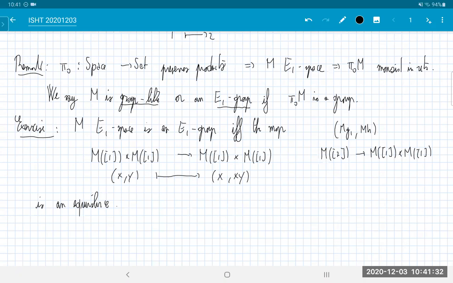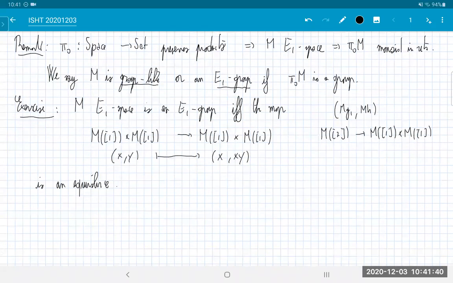But okay. Let me put this in as an exercise. And this definition clearly works in every infinity category with finite products. You can copy it. But okay. Questions? Because it's time to give an important example of E1 groups.